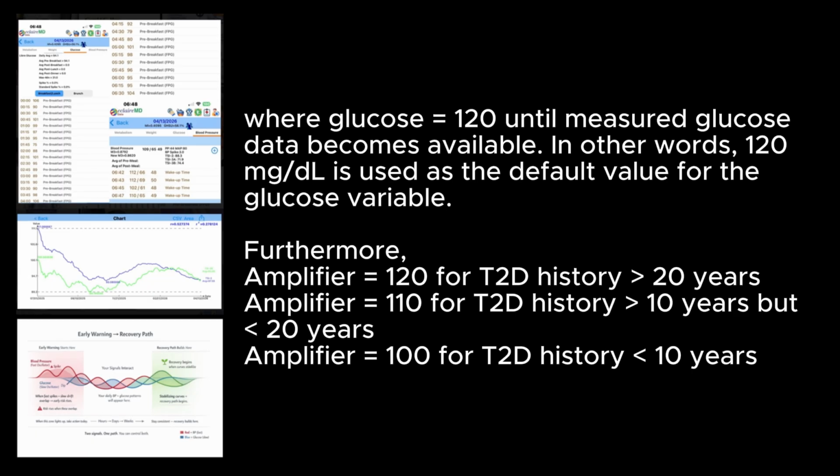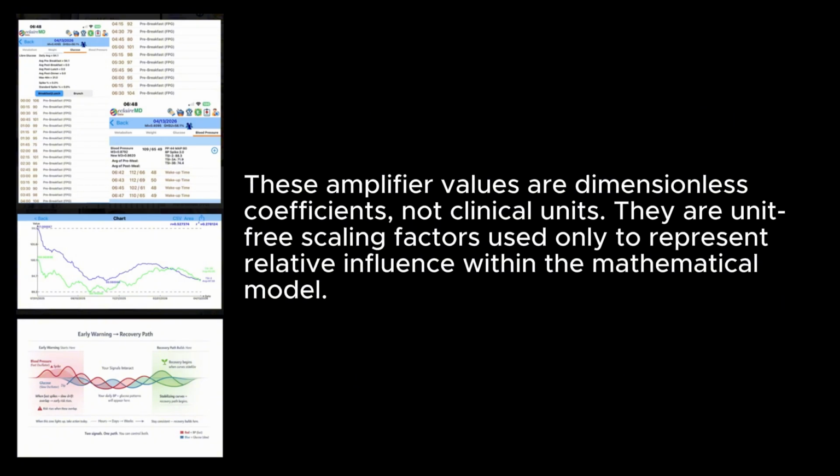Furthermore, amplifier equals 120 for T2D history greater than 20 years. Amplifier equals 110 for T2D history greater than 10 years but 20 years or less. Amplifier equals 100 for T2D history of 10 years or less. These amplifier values are dimensionless coefficients, not clinical units. They are unit-free scaling factors used only to represent relative influence within the mathematical model.